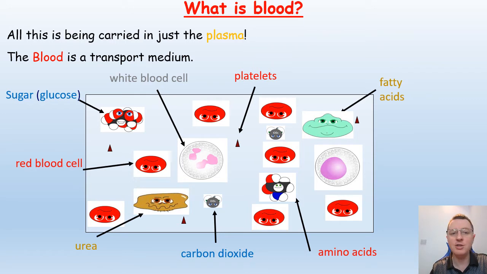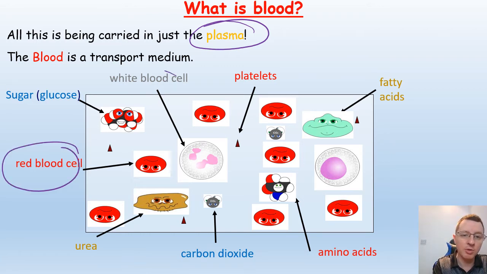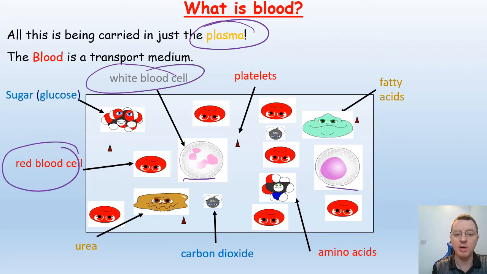The blood is a transport medium. That means it's carrying a large number of different substances. Most of them are carried in the liquid part of the blood known as the plasma. So floating around in that plasma we have things like red blood cells and white blood cells. And if you notice on the diagram there are two different types of white blood cell. We also have platelets, which are broken bits of red blood cell floating around.